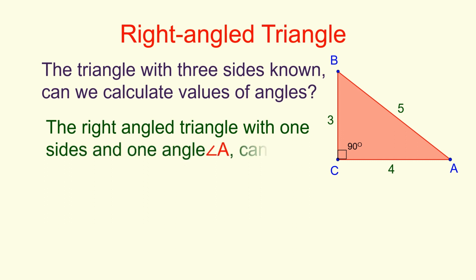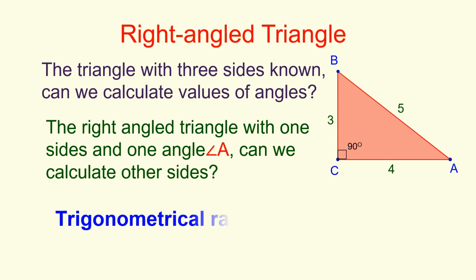Triangle with 3 sides known. Can we calculate the values of the angles? The right-angled triangle with 1 side and 1 angle A. Can we calculate the other sides? Trigonometrical ratios have the answer.